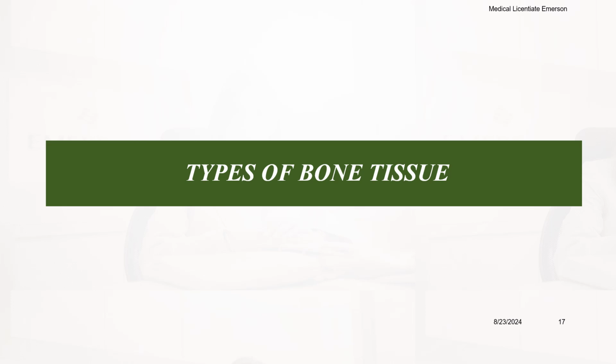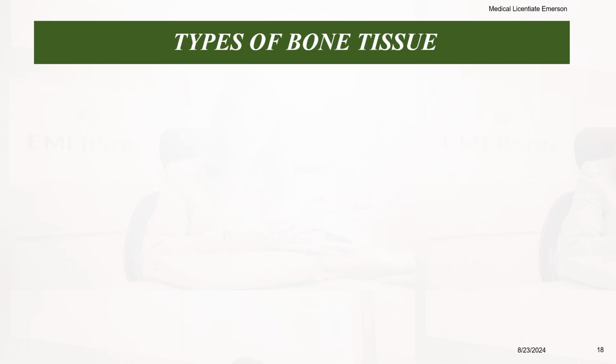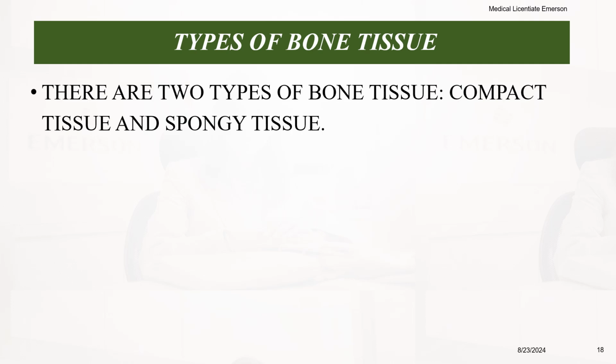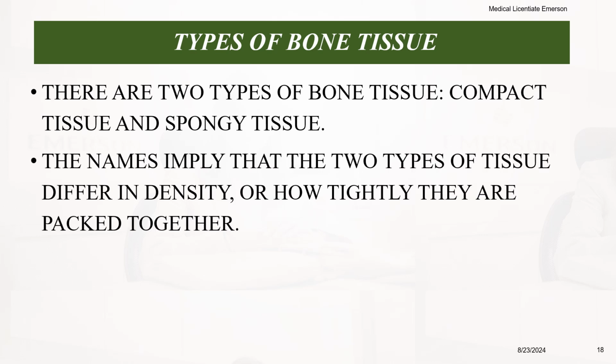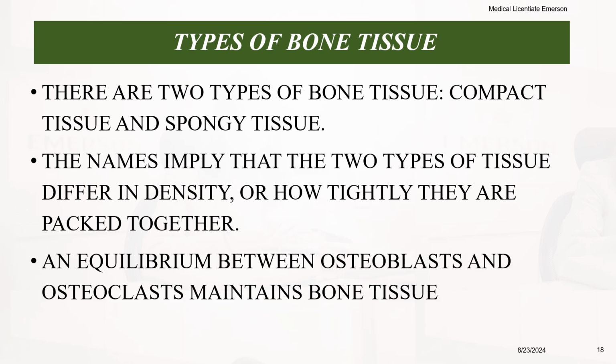Okay, so types of bone tissue. What are the types of bone tissue? There are basically two types: namely, we have compact tissue, and we also have spongy tissue. The names imply that the two types of tissue differ in density, or how tightly they are packed together. When you say compact, it means it is highly packed. Spongy is not so highly packed, and it's not very dense. An equilibrium between osteoblasts and osteoclasts is going to maintain the bone tissue.